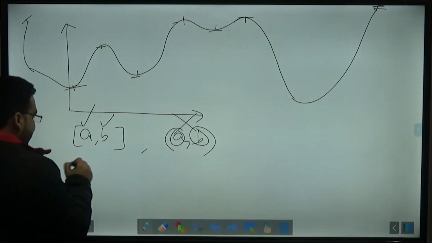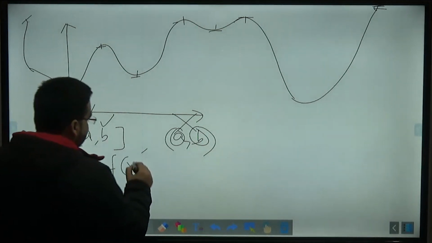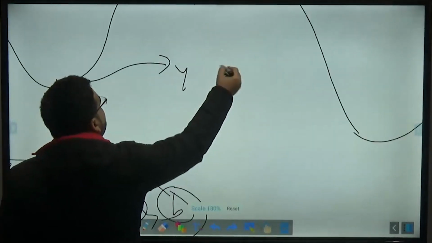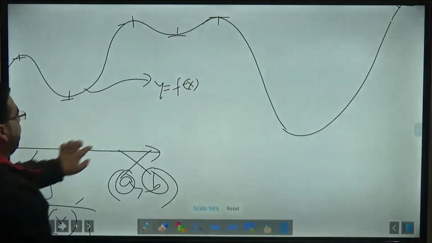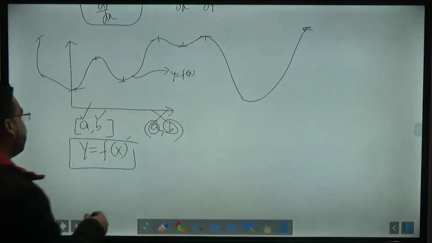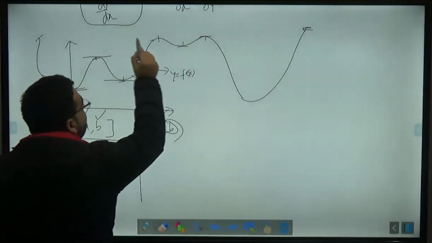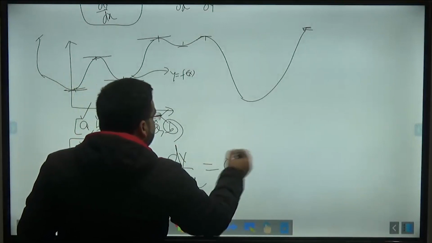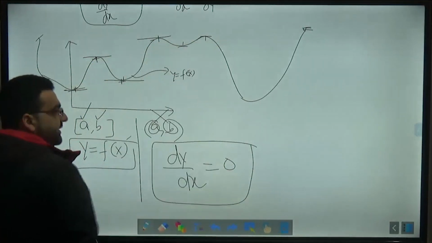Okay, so now first of all, let us say some function y is equal to f of x is given to you. Clear? So first of all, we will find all the points where the slope is 0: tangent, slope 0, tangent, slope 0, tangent. We find all these points by putting the derivative equal to 0, so you will get x1, x2, x3, x4, x5 and x6.